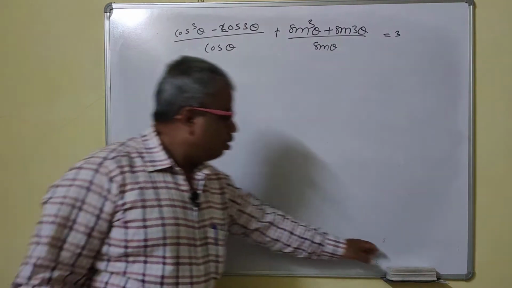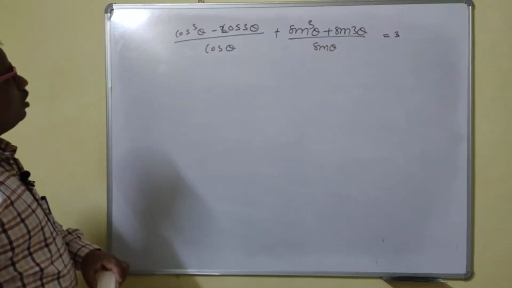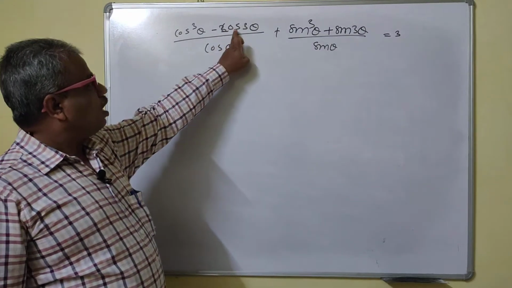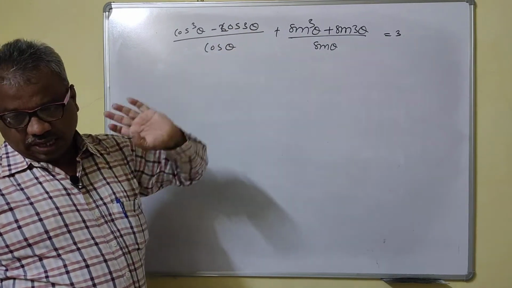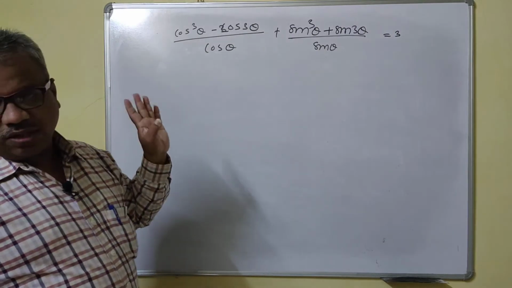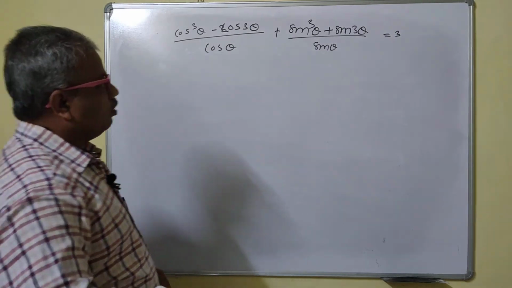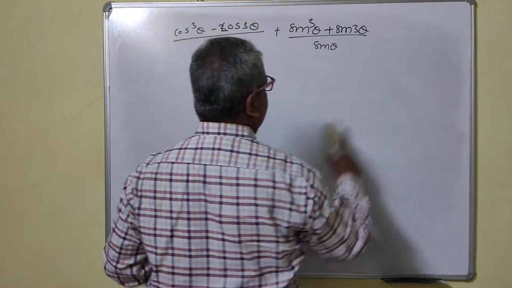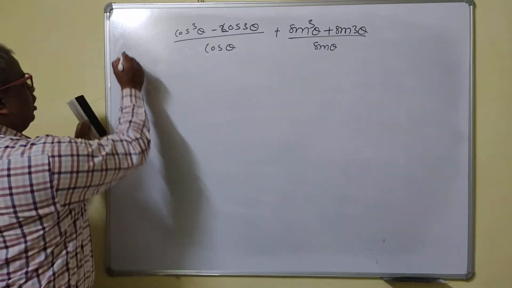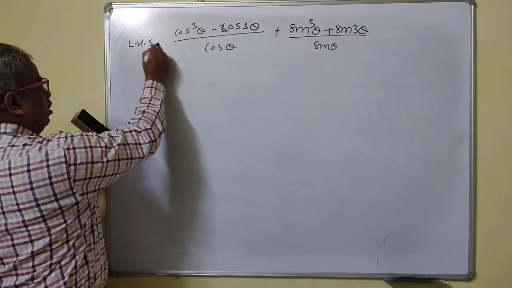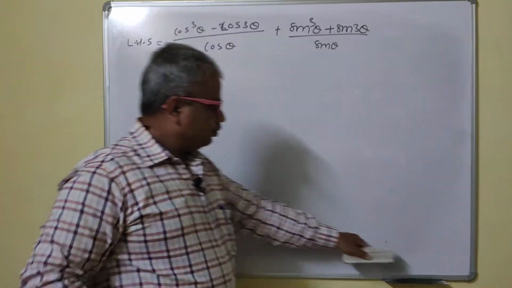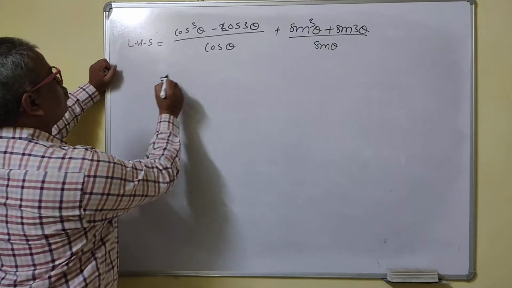So how to solve this one? Now see here, you have cos 3 theta, you have sin 3 theta, right? We will just put the values of cos 3 theta and sin 3 theta. So we will start from the LHS now. So we will take the LHS.